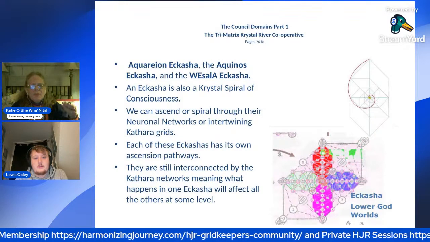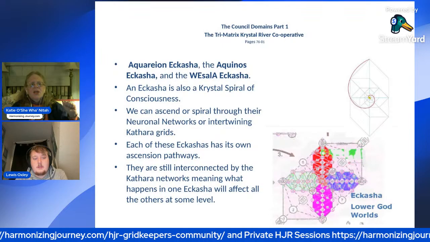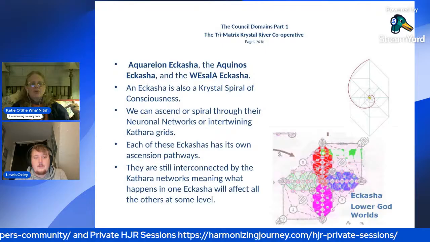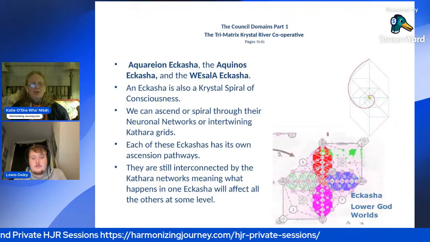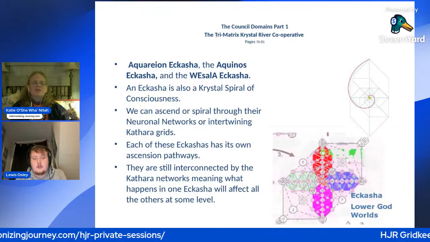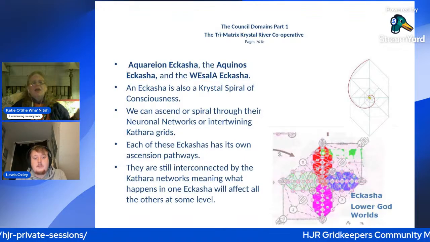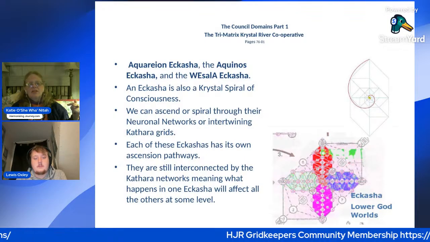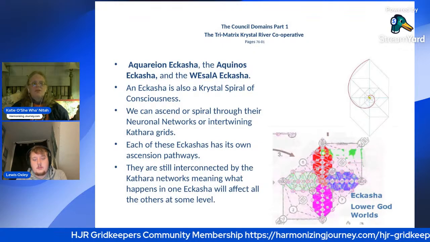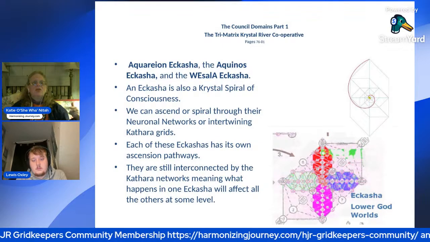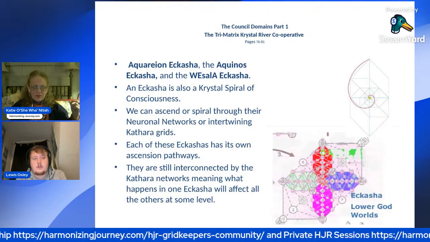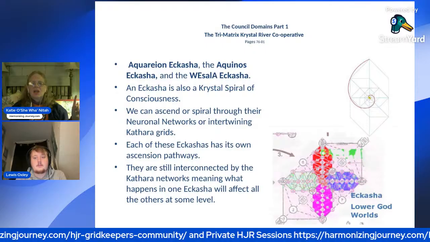We can ascend or spiral through their neuronal networks of intertwining Cathara grids. Each of these Akashas has its own ascension pathways. They are still interconnected by the Cathara networks, meaning that what happens in one Akasha will affect all the others at some level, right? They're all interfaces to the biofeed interface system, energy lines and energy centers.